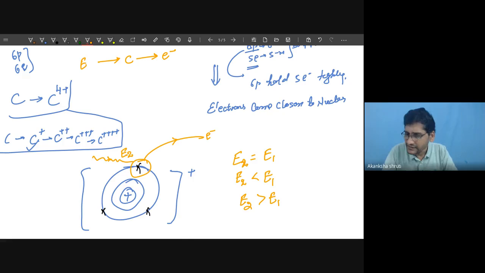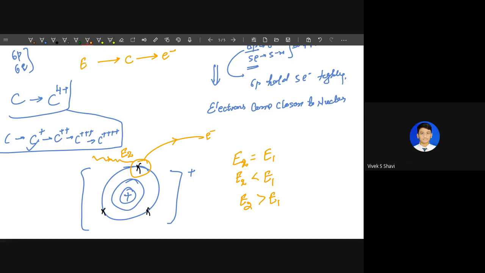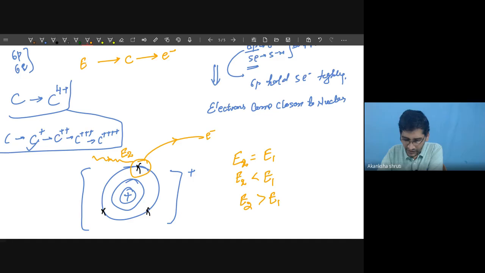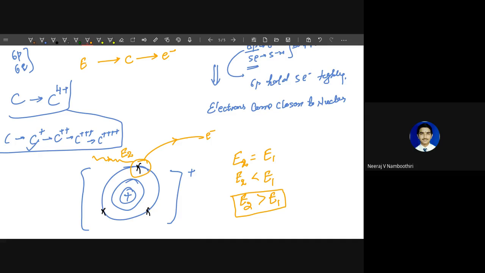Students, you have to answer it. Now for removing one more electron, the energy required is increasing or decreasing, that we want to know. Yes, tell me. Sir, E2 will be greater than E1. Okay, everyone, do you agree with this? Yes. Neeraj, why will E2 be greater than E1? Sir, as you told, the electron will come closer to the nucleus. Very good.